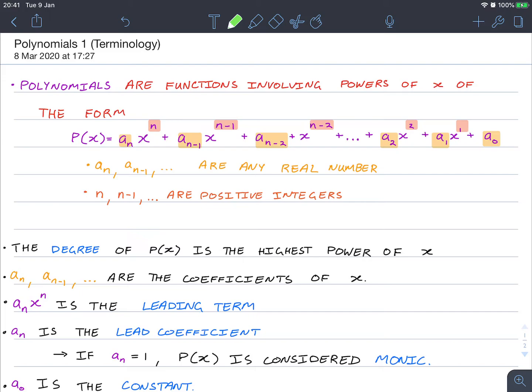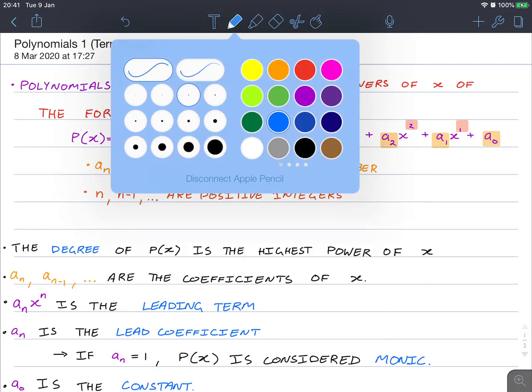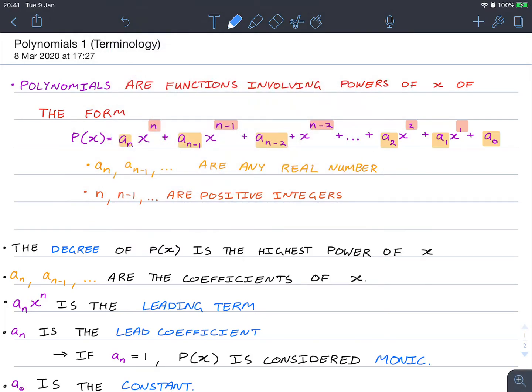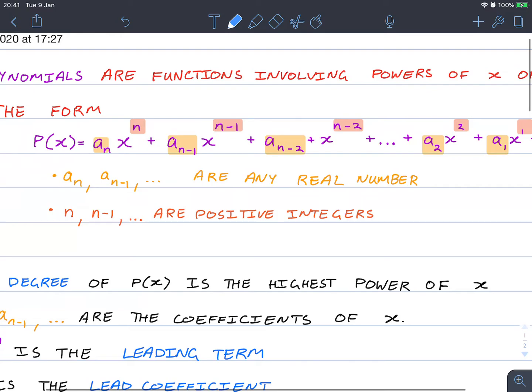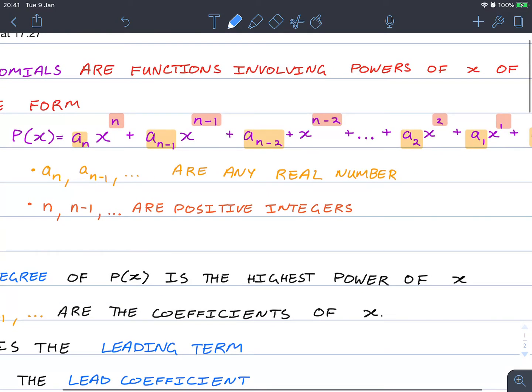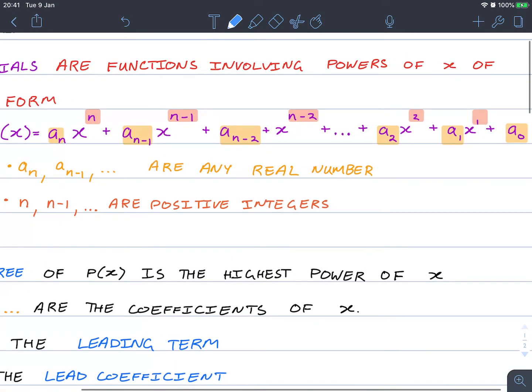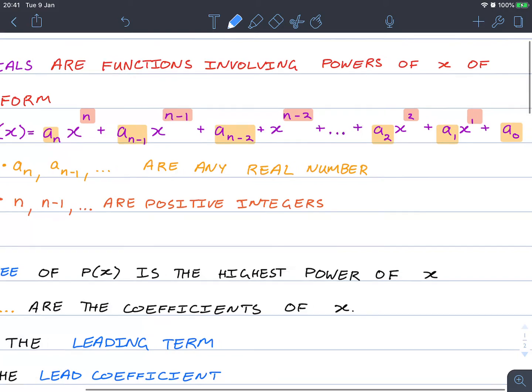In this video we'll be just looking at the terminology and determining whether an expression is a polynomial at all. So polynomials are functions involving powers of x of the form p of x equals a_n x^n plus a_(n-1) x to the power of n minus 1 plus a_(n-2) x to the power of n minus 2.